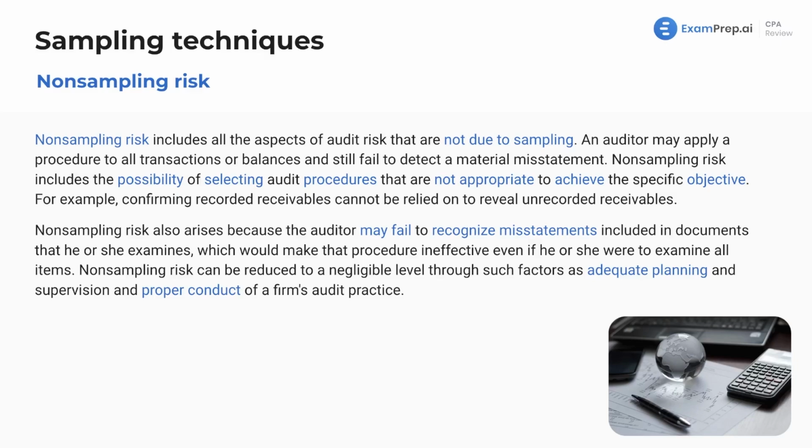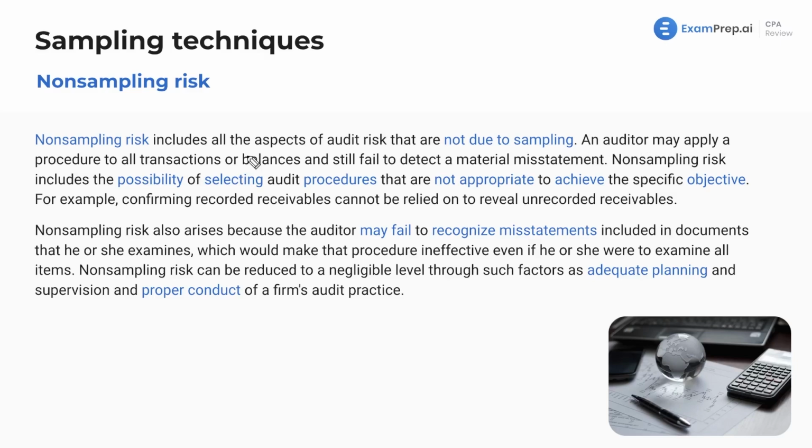Talk a little bit about non-sampling risk. We talk about sampling risk. Well, non-sampling risk includes all the aspects of audit risk that are not due to sampling. So everything else. Which we saw before, where sampling risk plus non-sampling risk is just overall risk.